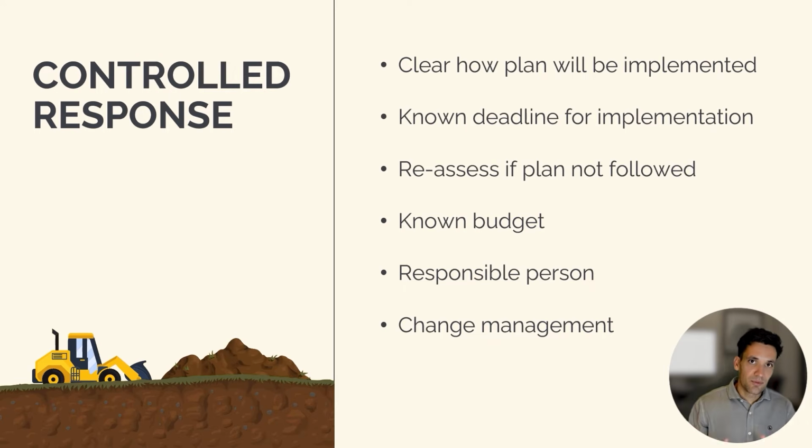To successfully implement any project risk response, it's all about having a controlled response. We just need to treat the risk response strategy as any other project task. This means we need a clear plan of how it will be implemented. We need a known deadline for implementing it. We need to reassess the plan if it's not being followed to understand why. We need a budget and a duration. We need a responsible person. And then if we're not successfully implementing the plan, we need to go through a change management process. The essence of risk response implementation is just treating it like any other project task.